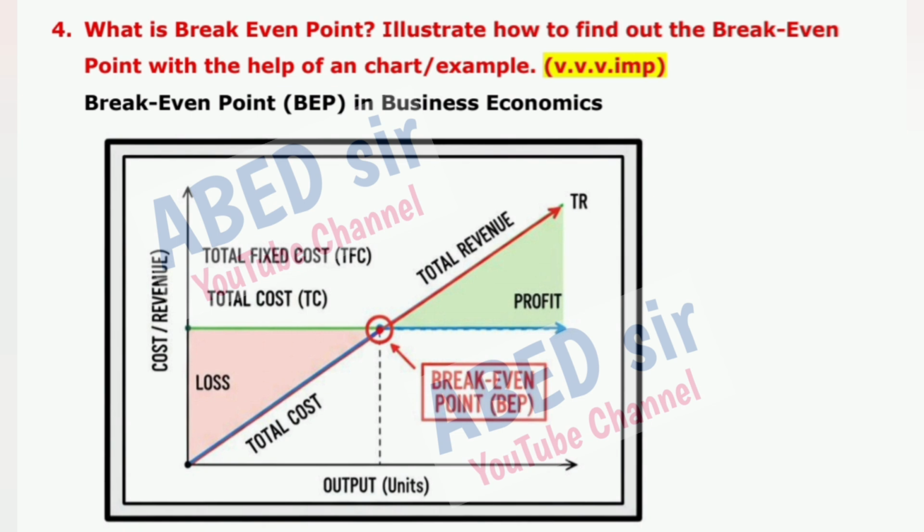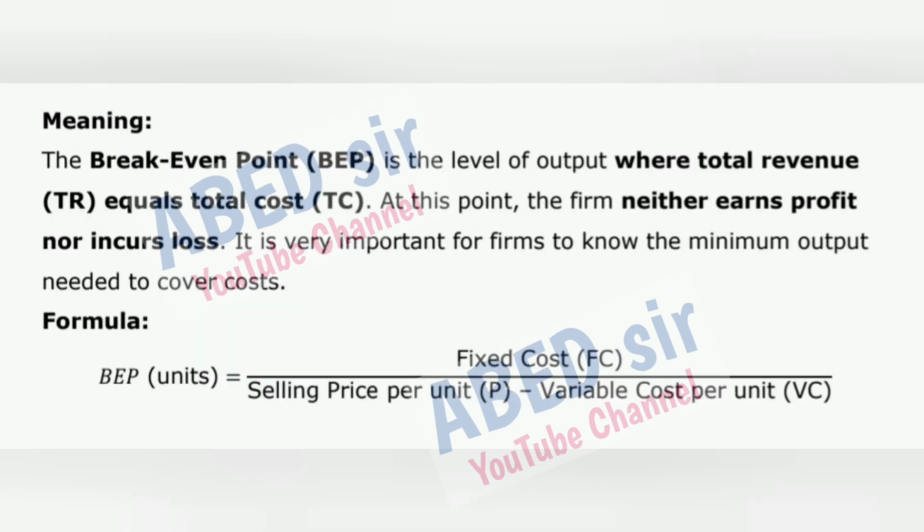Next important long question is: 4. What is break-even point? Illustrate how to find out the break-even point with the help of a chart example. Break-even point, BP, in business economics. Meaning: the break-even point is the level of output where total revenue, TR, equals total cost, TC. At this point, the firm neither earns profit nor incurs loss. It is very important for firms to know the minimum output needed to cover costs.